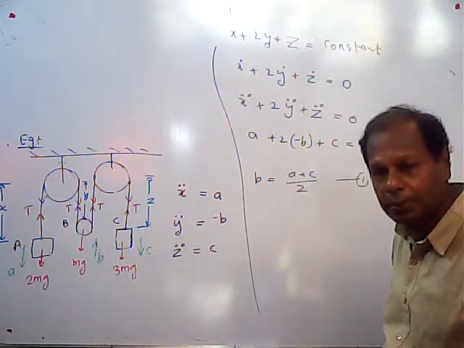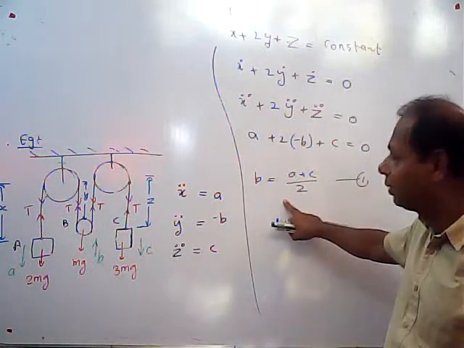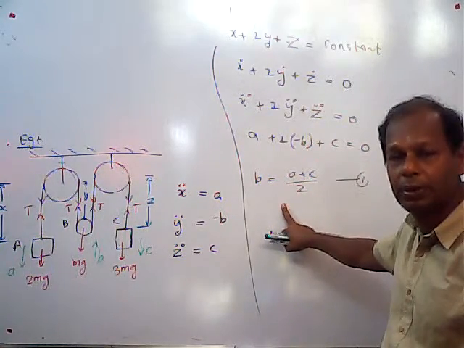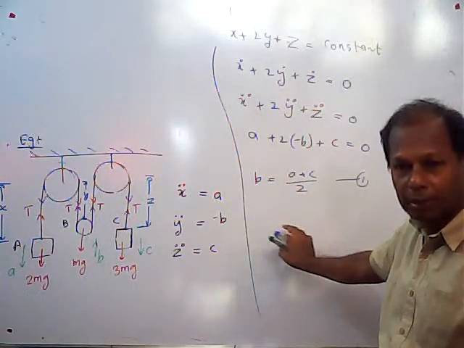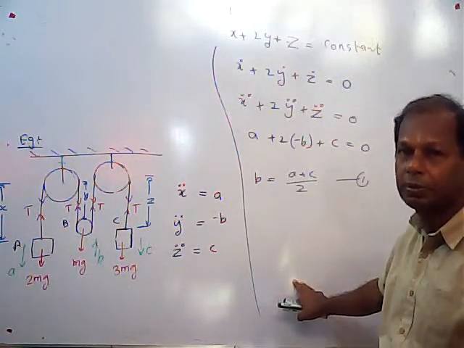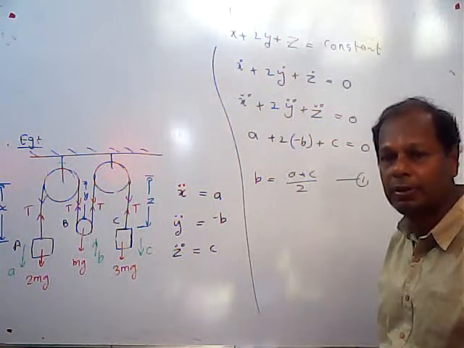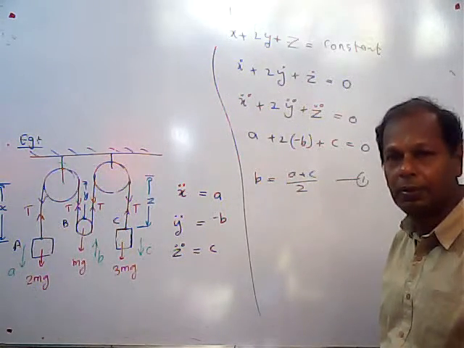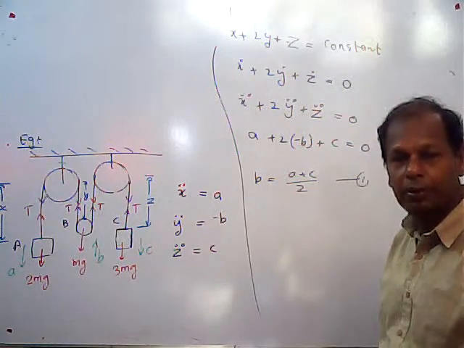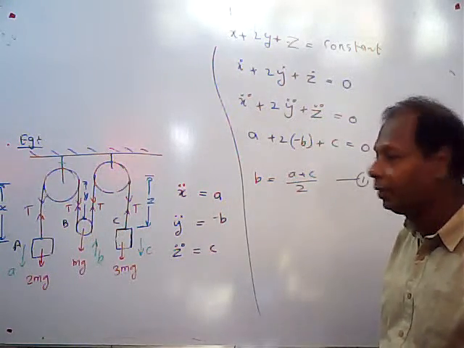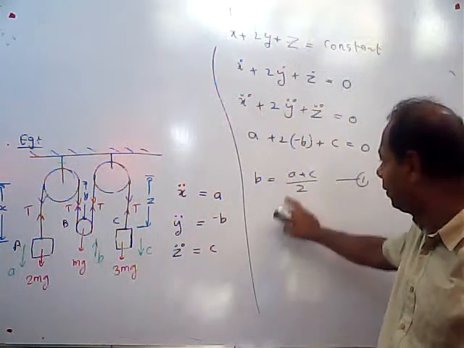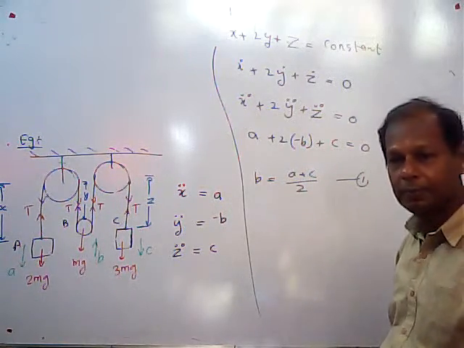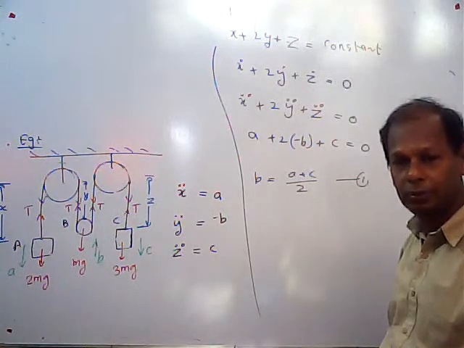So you can take it down. After this, you can write down the other equations, the normal three equations, by applying F equals ma. Then we'll see how to solve them and find a, b, c, and T. Okay, everybody? So you can take it down and write down the other three equations also. I'll give you a few minutes.